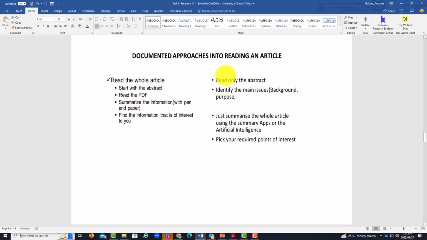And on another note, you might not have to read the whole article. You just read only the abstract and identify the main issues like background, purpose, and so on. And then that's another way you can summarize the whole article, using summary apps or artificial intelligence, and pick your required points of interest. This gets us to the identification of a pedagogy of article reading.